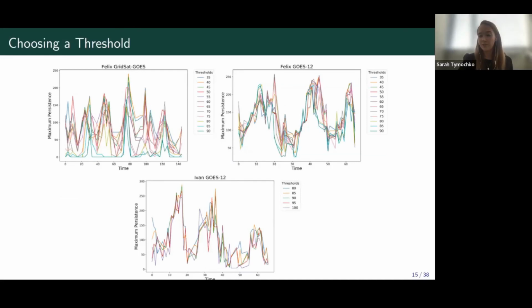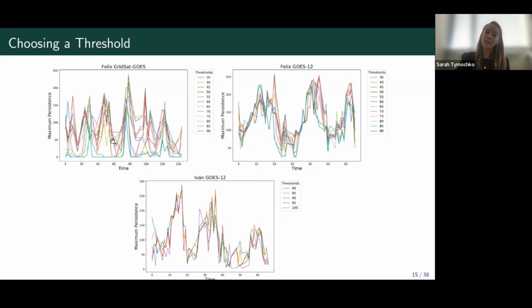One thing I mentioned is that we did have to choose that threshold. So we chose a threshold of 80. And we tested multiple different thresholds just to see how robust our method is to this choice of threshold. And so this is that same maximum persistence versus time plot for each of the three data sets, two from Hurricane Felix and one from Hurricane Ivan, for multiple different thresholds. And so for these two, which are the two higher resolution data sets, we can see that regardless of the threshold we've chosen in this range, we're still getting a very periodic pattern. So the method is still working fairly well, regardless of the threshold we chose, if we're in, in this case, at least the 80 to 100 range.